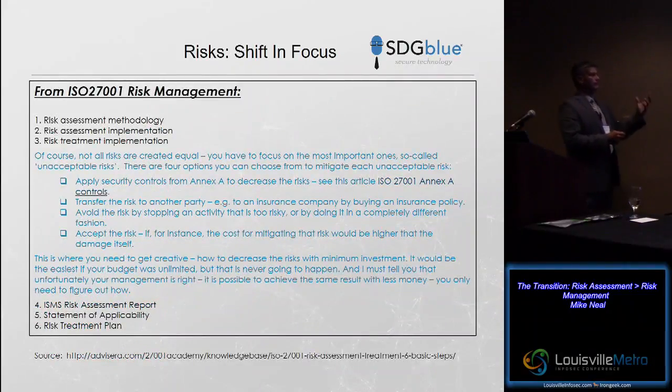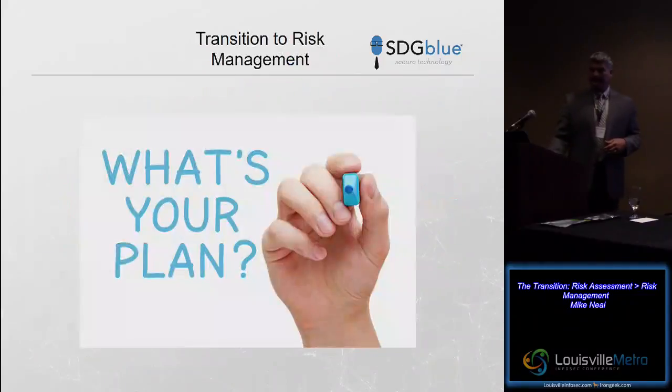One more framework you can use here is ISO 27001. They've got this risk treatment implementation where you have to apply security controls. You have to transfer the risk, avoid the risk, or accept the risk. Those are things we're going to talk about in a moment. But they're talking about getting creative and finding a way to do something with those risks that have been identified, as opposed to just putting them on paper.